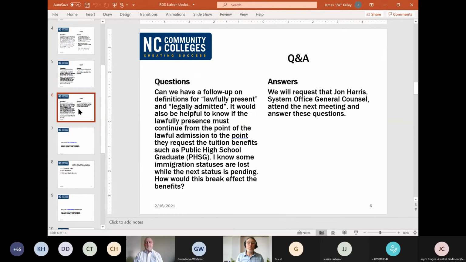I appreciate that. We'll go on to the next one. Joyce Craig and I have been discussing this, along with several others of you, for quite some time, and we ended up on a pause: what's the difference between lawfully present and legally admitted, especially when it comes to some of the specific community college exemptions, like the public high school graduate. John Harris has been researching that. He's our System Office General Counsel.